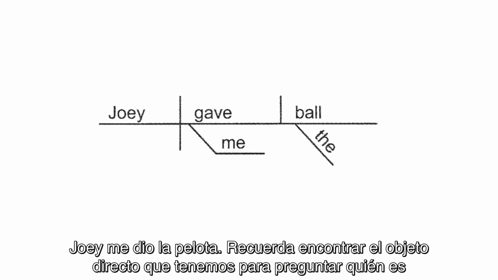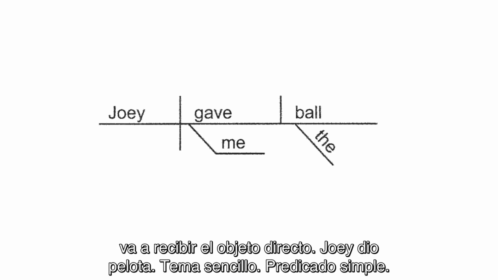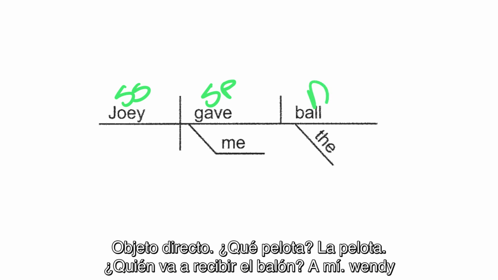Joey gave me the ball. Remember, to find the direct object, we have to ask who is going to receive the direct object. Joey gave ball. Simple subject, simple predicate, direct object. Which ball? The ball. Who is going to receive the ball? Me.